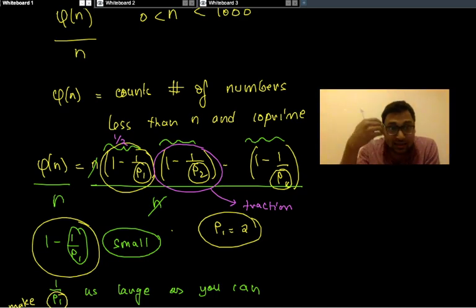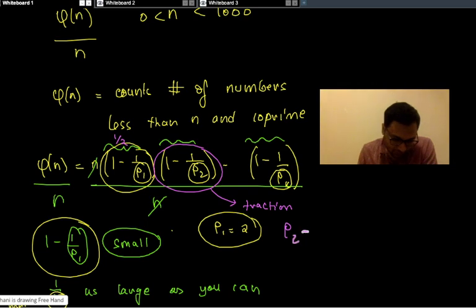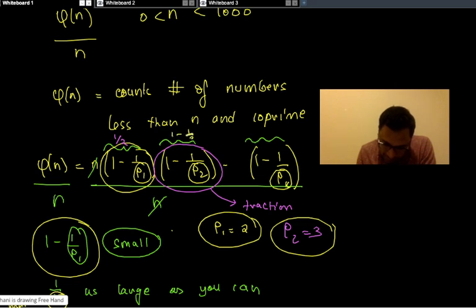So we go to the next prime in the list, which is 3. So P2 is 3, maybe. P2 is 3, right? So then 1 minus 1 by 3, this will be 2/3.